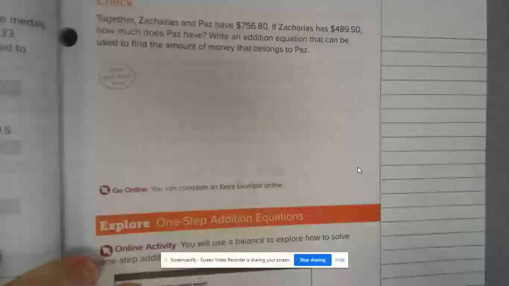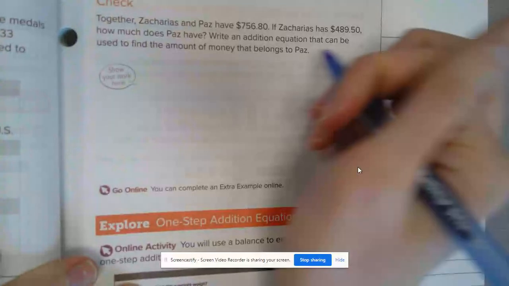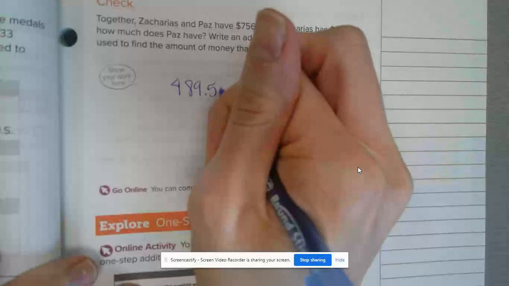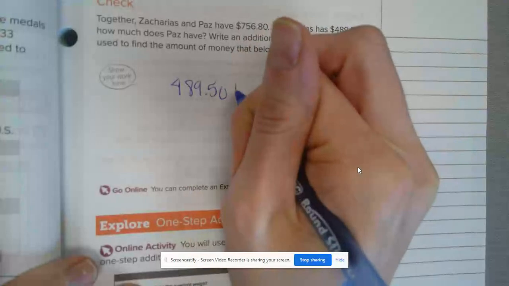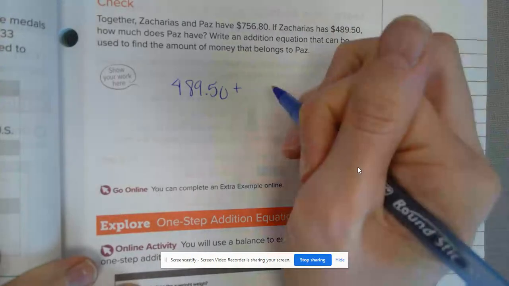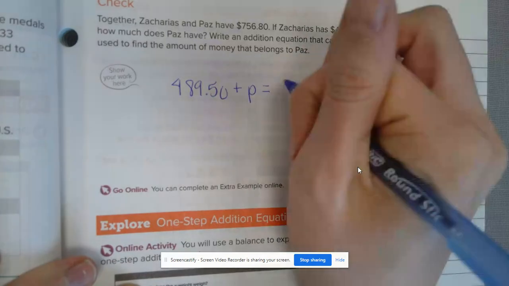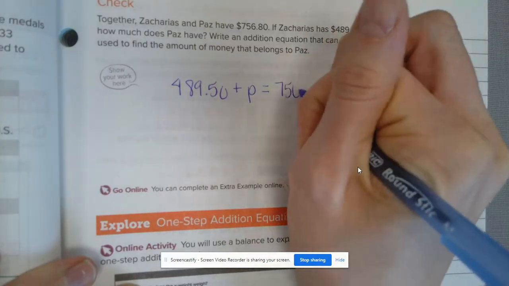So Zechariah has $489.50 plus, we'll use P for Paz, and they have a combined amount of $756.80.